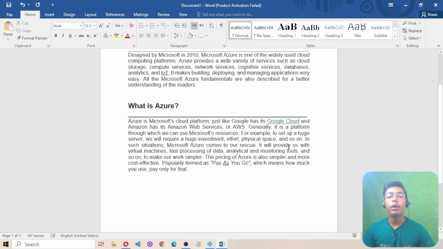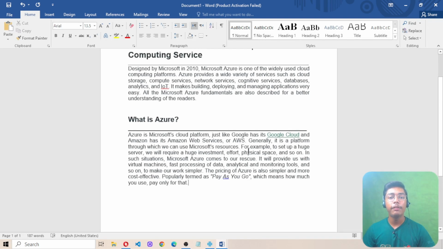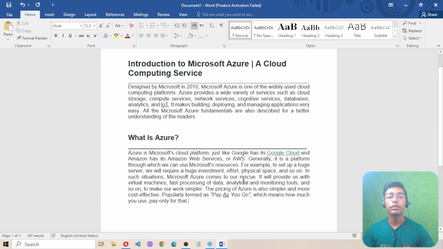For example, if you want to set up a huge server to store data or host anything, you will require a huge investment, huge effort, physical space and all that. If you want to do that at a low, effective cost, you can use cloud computing platforms. As I have mentioned, there are three cloud computing platforms you can use, but I prefer Microsoft Azure, which also has all the Microsoft resources you can use with it.